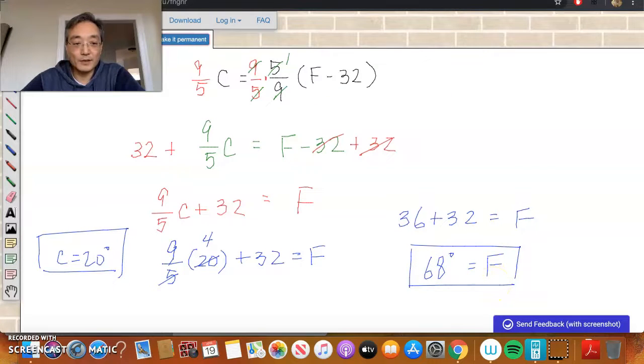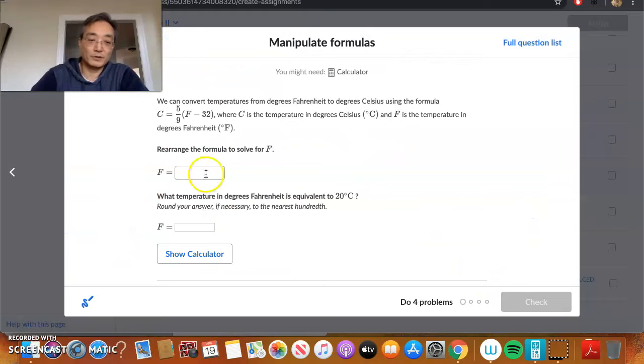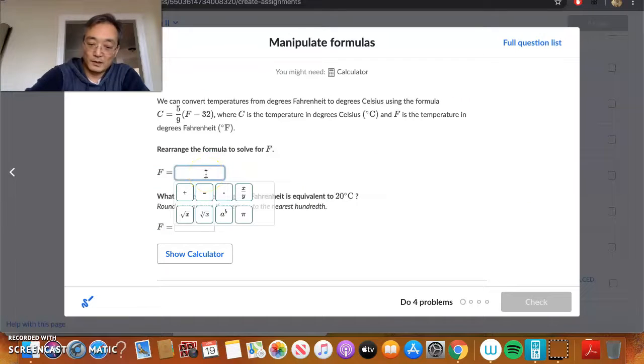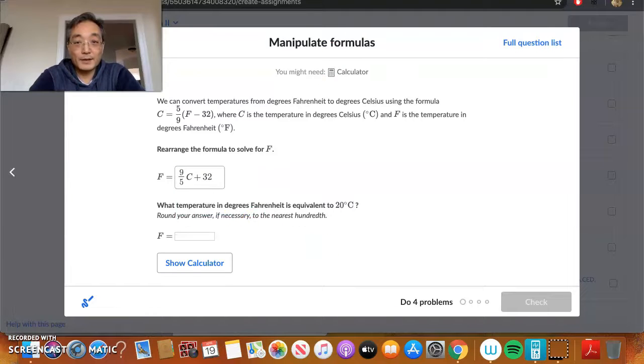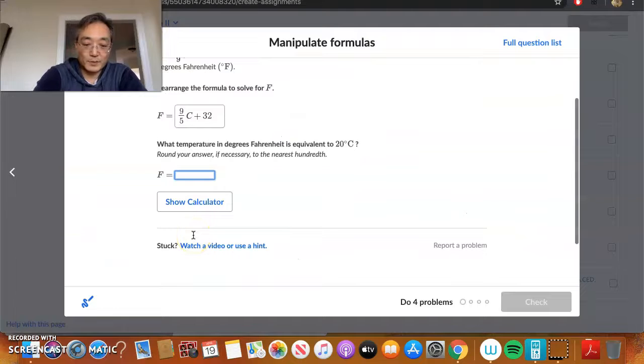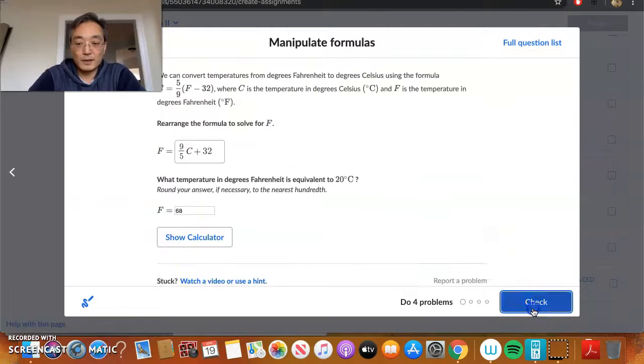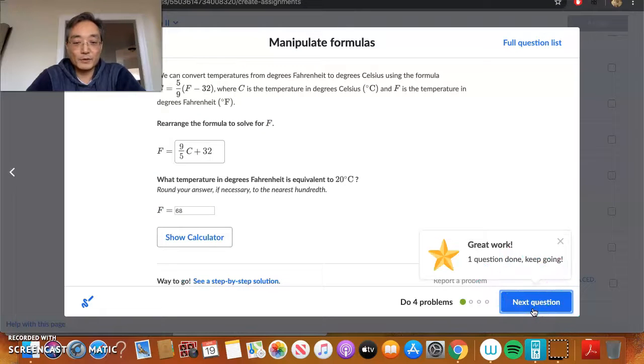So let's type all that in. 9/5 C plus 32. That's our first part. And our second part was 68 degrees. So let's type in 68. And there it is. Okay, folks?